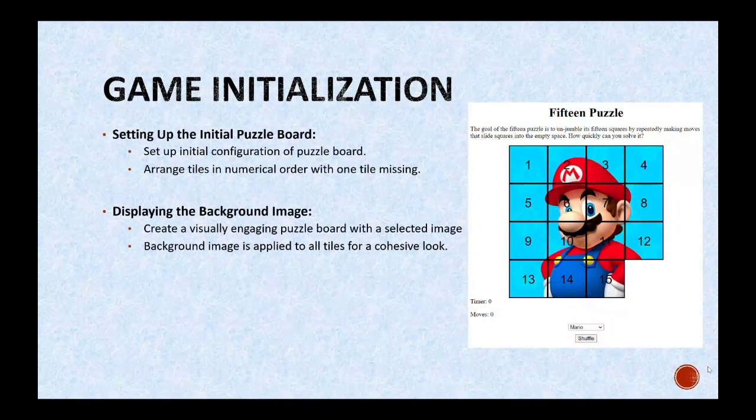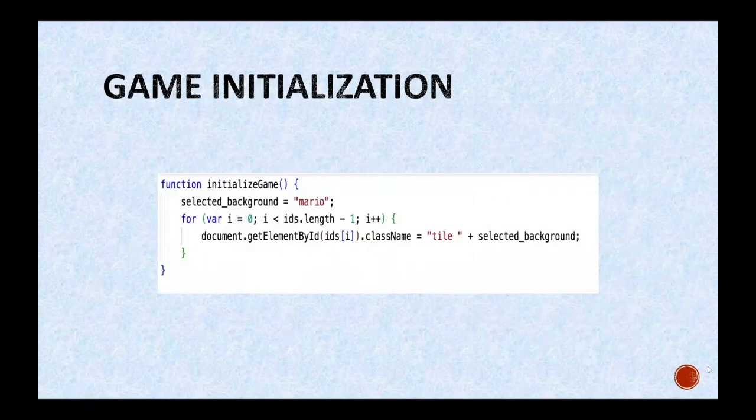First, we have game initialization. Setting up the initial puzzle board. The game starts by setting up the initial configuration of the puzzle board. Tiles are arranged in numerical order with one tile missing. Displaying the background image. The selected background image is applied to create a visually engaging puzzle board. In this project, the background image is applied to all tiles for a cohesive look. And this is the code to initialize the game.